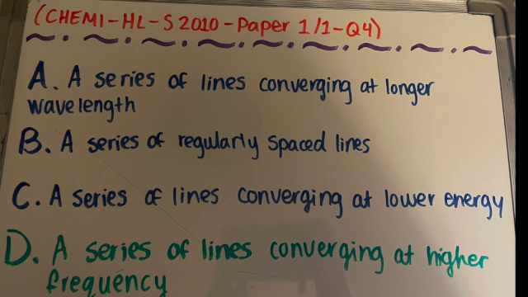This forms spectral lines. Additionally, they converge at higher frequency because as electrons move further away from the nucleus, the electron shells become closer together in terms of space and energy. And so the lines converge towards the end of the spectrum.